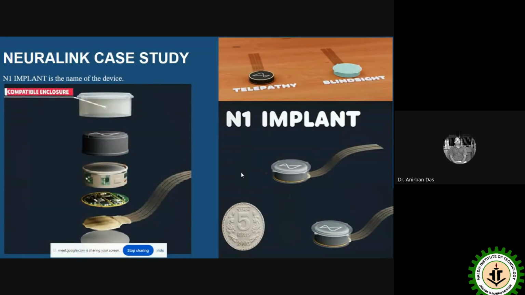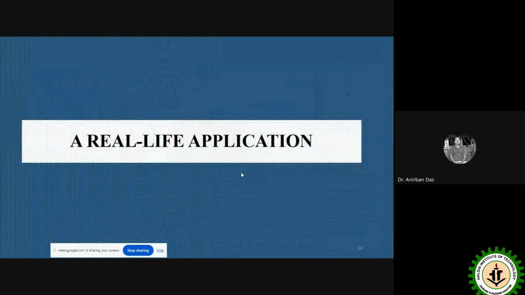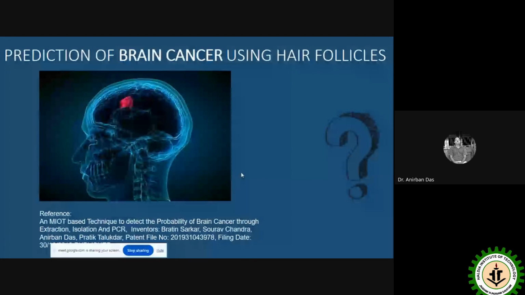So there will be some battery and chips, and those thinner threads will be connected with that. Okay, I'm skipping this. And a real life application I'll be discussing with you. That is the work you have done, the prediction of brain cancer using hair follicles, right?